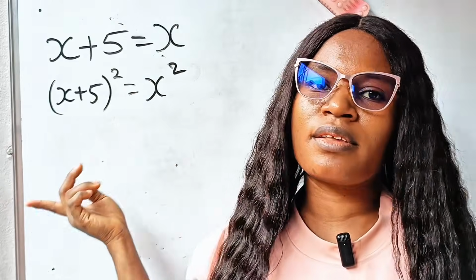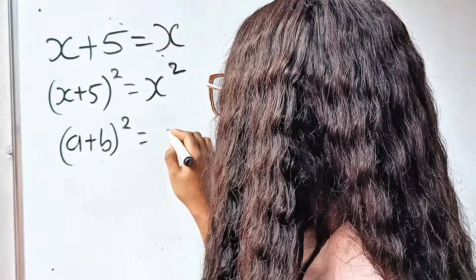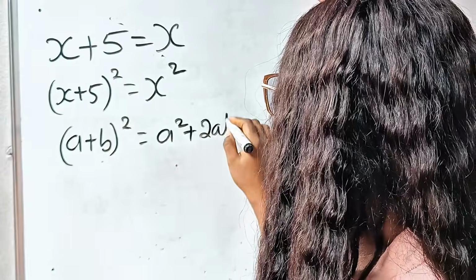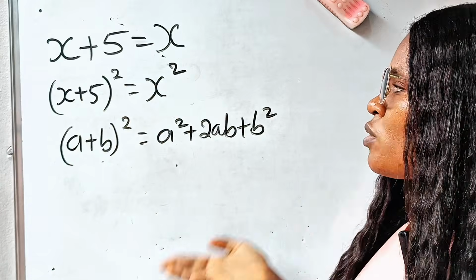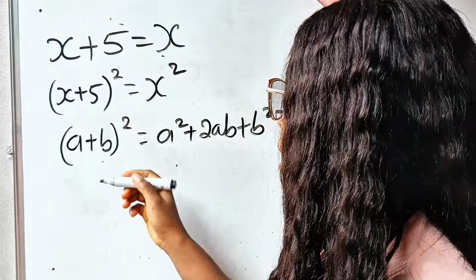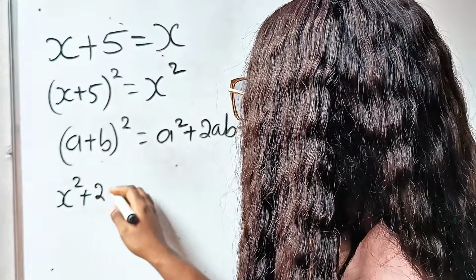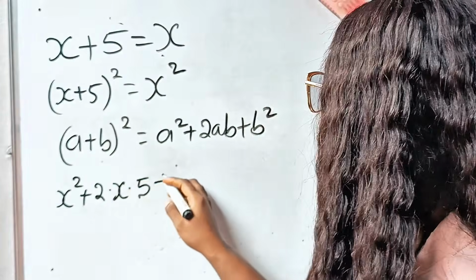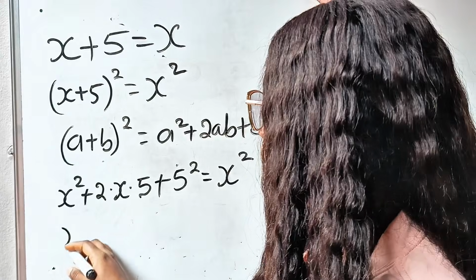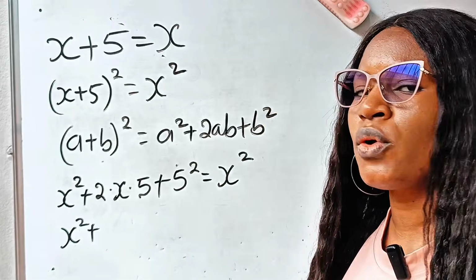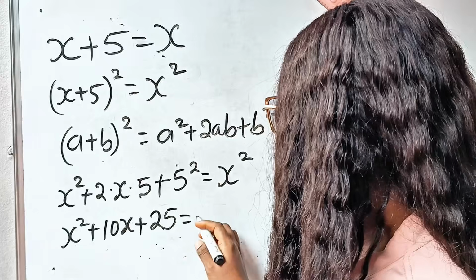Now, we are going to use the algebra identity that states that (a plus b) all squared is equal to a squared plus 2ab plus b squared. In this case, our a is x and our b is 5. So let's expand that. We are going to have x squared plus 2ab, 2 multiplied by x multiplied by 5, plus b squared, that is 5 squared, is equal to x squared. So we have x squared plus 10x plus 25 is equal to x squared.